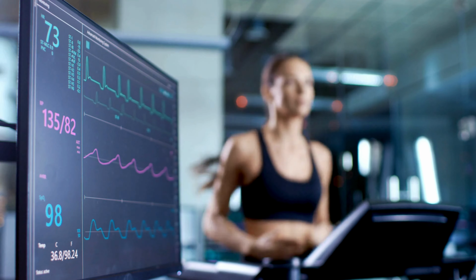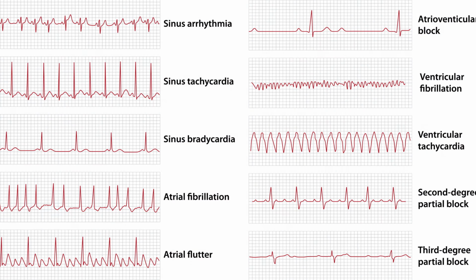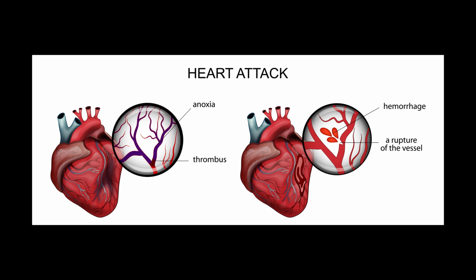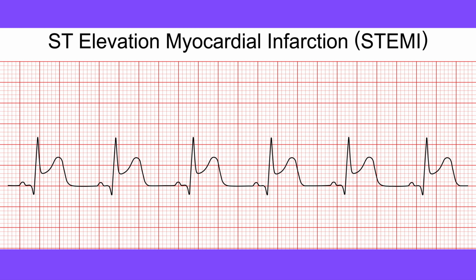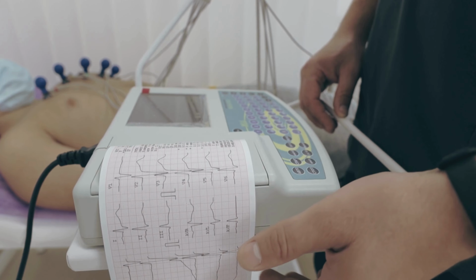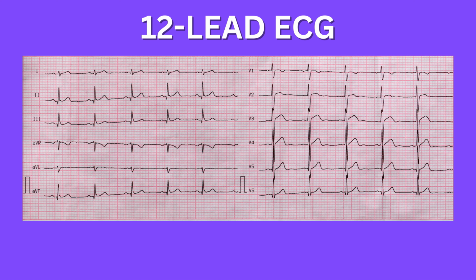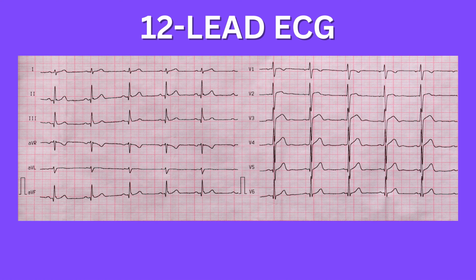So far in this course, you have learned to properly interpret the rhythm strip of an ECG. So this is for you. But to properly diagnose an MI, you will need to go beyond looking solely at a rhythm strip and obtain a 12-lead ECG. This comprehensive readout provides a thorough overview of cardiac activity in 3 specific regions of the heart.